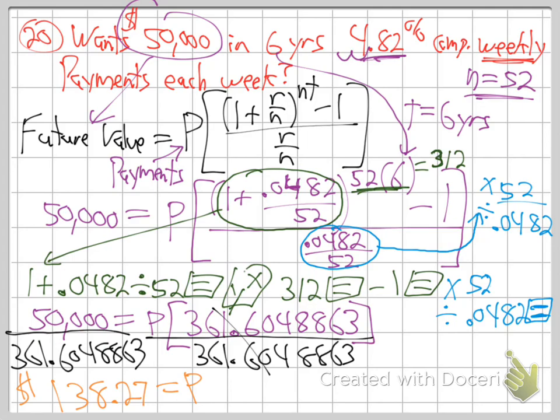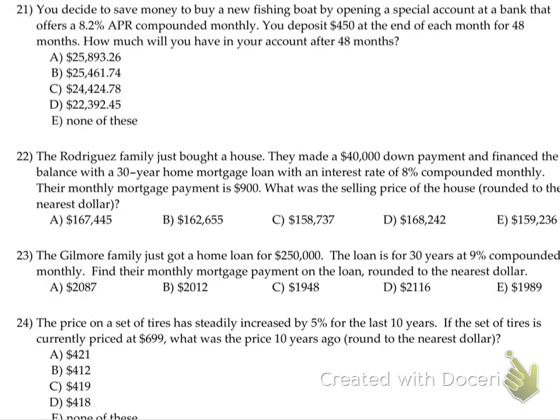All right. So you decide to save money to buy a new fishing boat by opening a special account at a bank that offers 8.2% APR compounded monthly. You deposit $450 at the end of each month for 48 months. How much will you have in your account after 48 months? Is it a series of payments or is it one-time investment? It's at the end of each month. You deposit $450 every month. So it's a series of payments, right? So it's not one time.